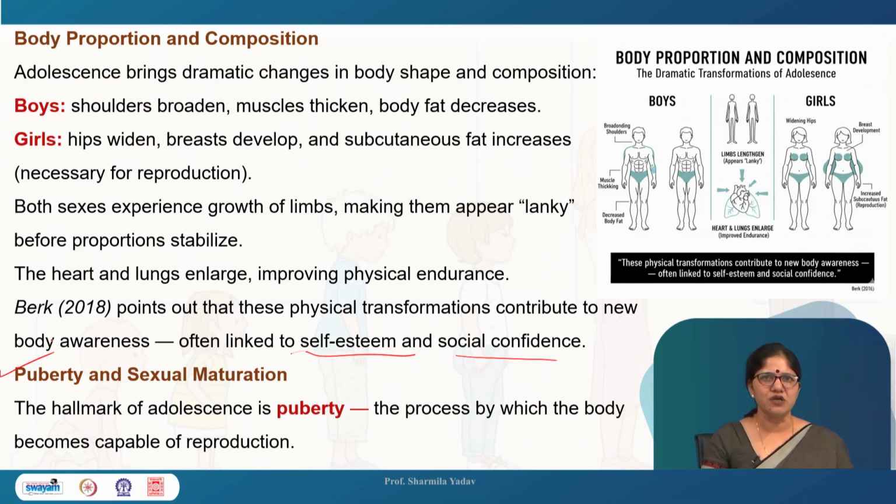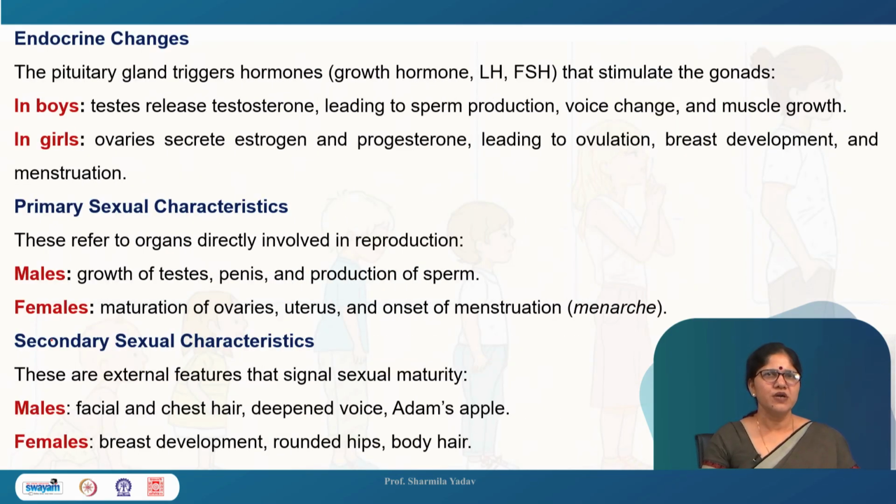The hallmark of adolescence is puberty, the process by which the body becomes capable of reproduction. What are the hormonal or endocrine changes? The pituitary gland triggers hormones, growth hormone, LH, FSH, that stimulate the gonads. In boys, testes release testosterone, leading to sperm production, voice change, and muscle growth. In girls, ovaries secrete estrogen and progesterone, leading to ovulation, breast development, and menstruation.